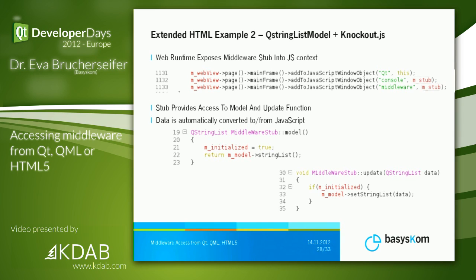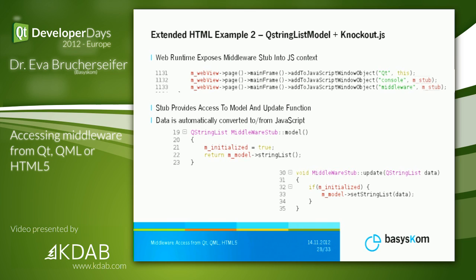And the middleware supports 2 slots. One is model, which returns the string list. I cannot immediately return the QStringList model. That doesn't work, but the string list works. It will show up in the JavaScript context as a string array, a JavaScript string array. So I can directly call this slot and use a JavaScript string array in my JavaScript code.